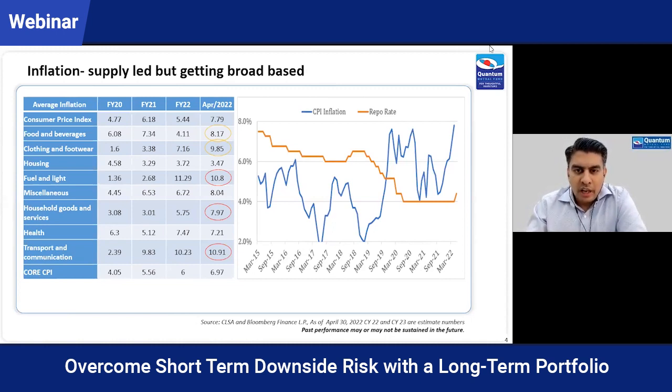So there will be some stickiness in inflation and it may remain high, which will force RBI to increase the interest rates further. Pankaj will take on where we expect inflation or interest rates to go and where inflation is likely to be.